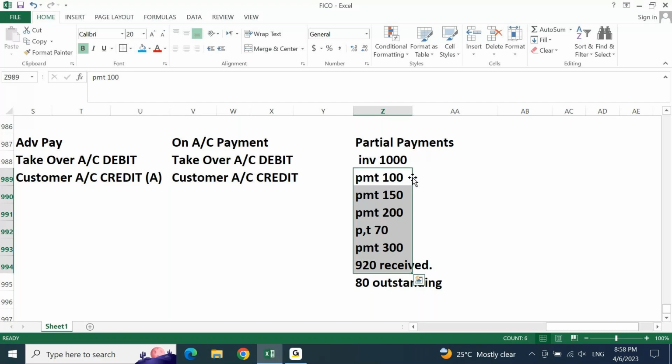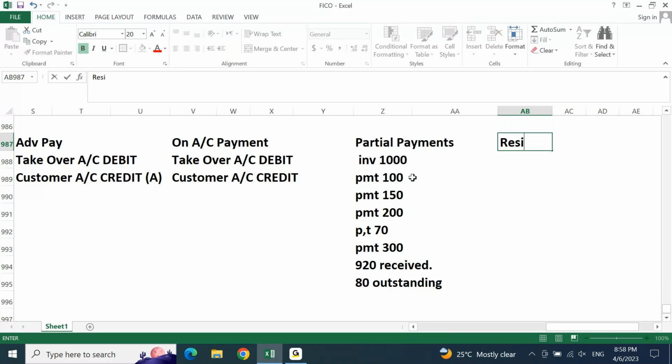Clear, you can continue. Now this is how we will deal with partial payments. This is very important. Against partial payment, there is another alternative payment. What is the alternative payment for partial payment? Residual payment. We will not use this.